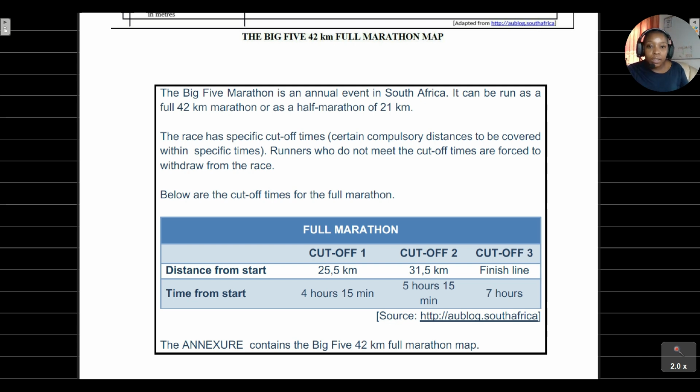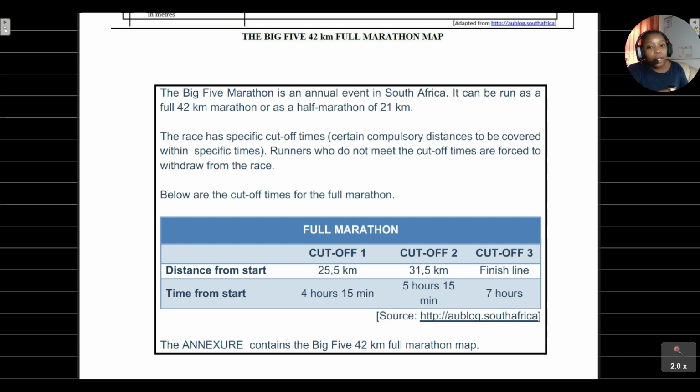Time from the start. So they're basically telling us that you need to reach cut off number one in 4 hours 15 minutes from the start of the marathon. Okay, so if you're not at that point, so they time it, right? If you're not at cut off number one in 4 hours and 15 minutes from the start, that means that you get cut off, right?